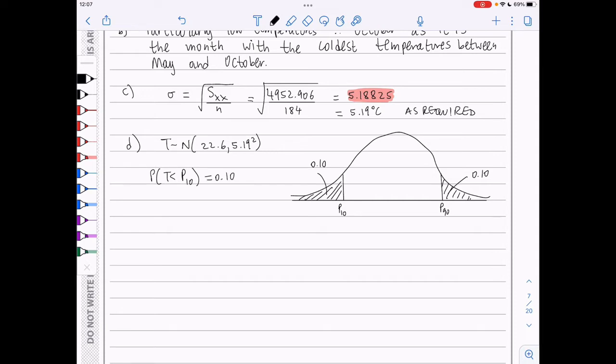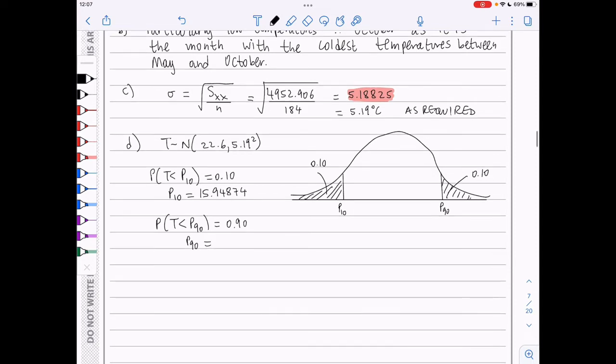My calculator can do that straight away. I get P10 to be 15.94874, and the probability of T being less than P90 is 0.90. So P90 turns out to be 29.24901. Notice that by symmetry, the midpoint of these two should be the mean because the normal distribution is symmetric.